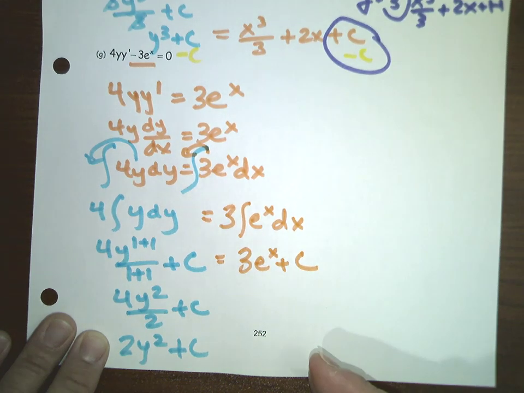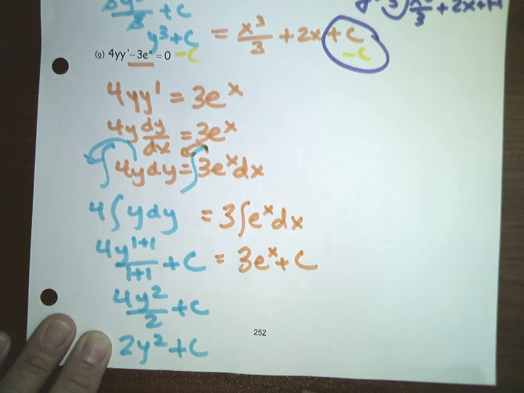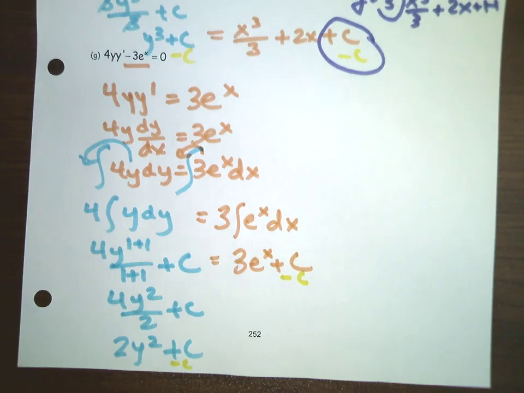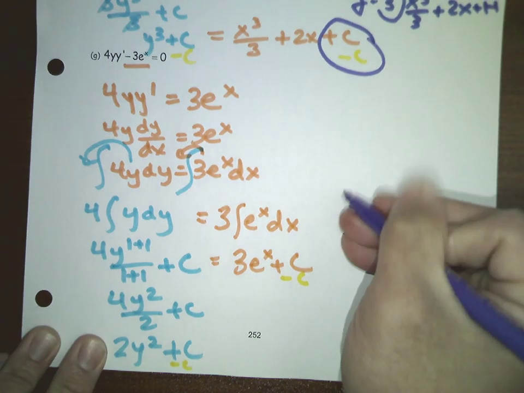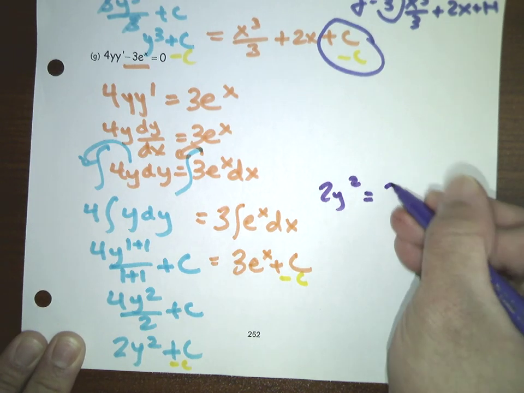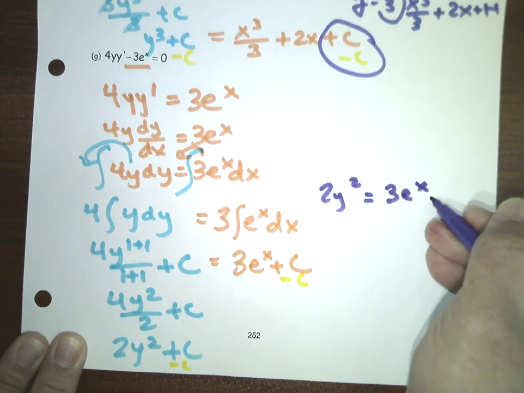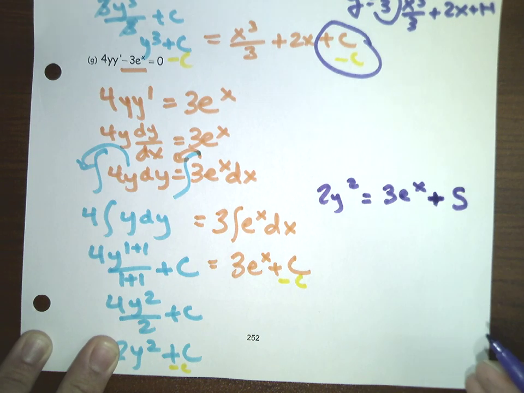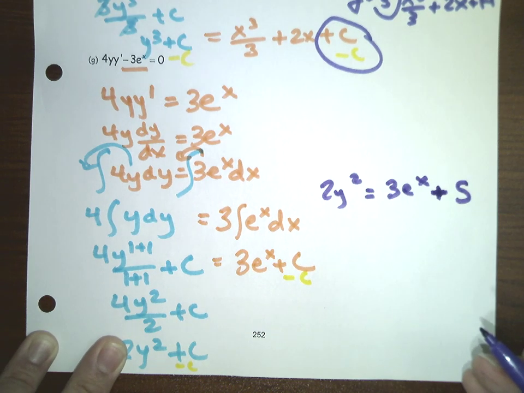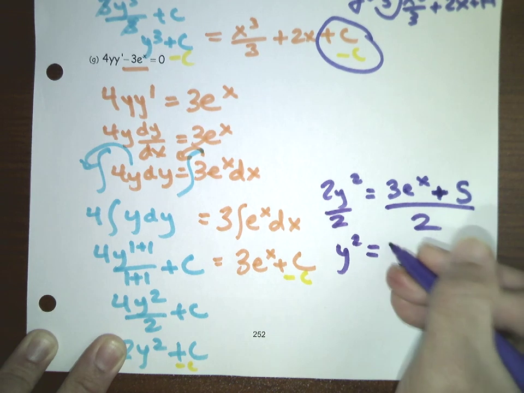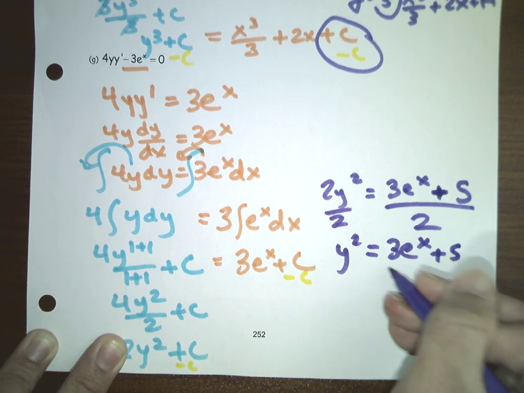And then I am going to just go ahead and subtract the c from each side. So minus c, minus c. So I have 2y squared is equal to, all right, so what will that be? 3e to the x, and then this will be plus some other constant here. So this could be s for Shaw. Don't think that I forgot about you, Shaw. And then I need to solve for y, so then divide by 2. So y squared is 3e to the x plus s over 2.